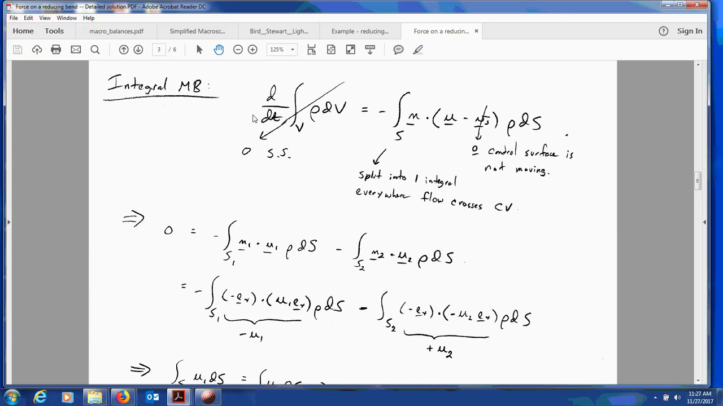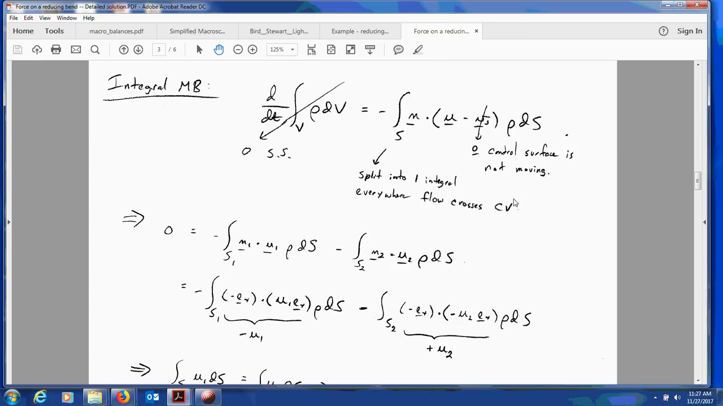So we write the integral mass balance. It's the time derivative of the total mass in the system. That's the integral of the density over the volume. And that's equal to minus the integral of n dot (u minus vs) rho dS. This is, on the right-hand side, the net rate that mass flows into the system.